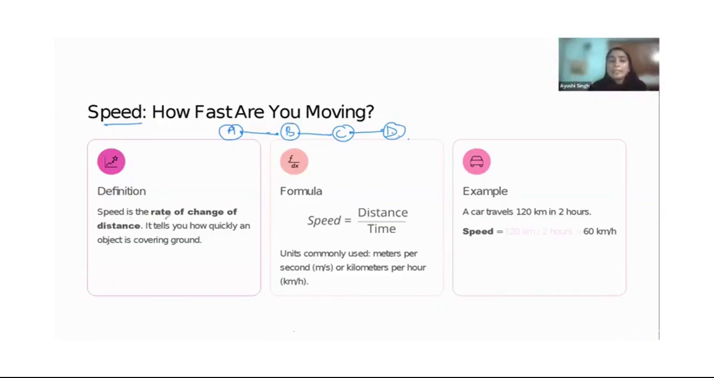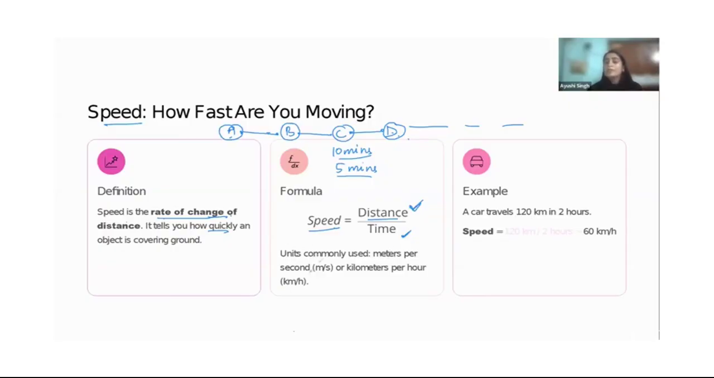That's it. So speed is the rate of change of distance. For example, maybe I can go from A to B in 10 minutes. Maybe my friend can go in 5 minutes only. That means his speed is more. He can cover more distance, double the distance of mine in the same time. So that is basically the speed. It tells you how quickly an object is covering the distance or ground. So the formula of speed is distance upon time, because in a particular time you are covering a particular distance. That will give you the speed.